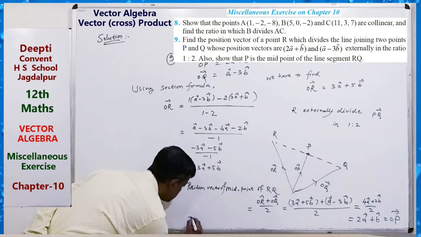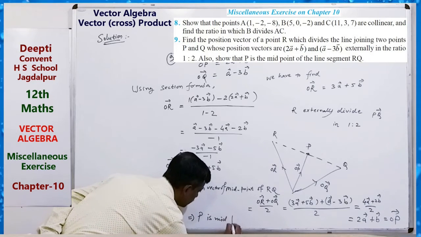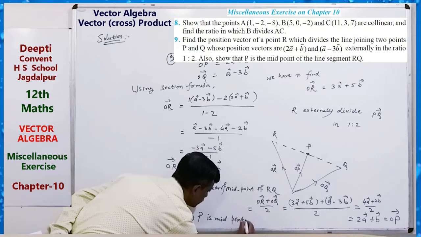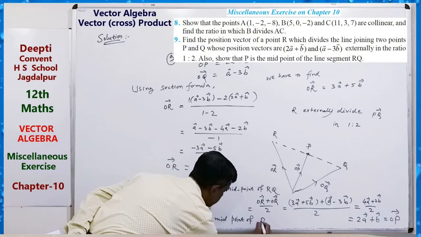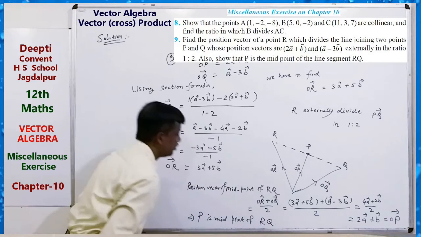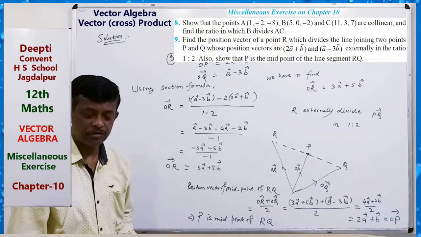Therefore, P is the midpoint of RQ. Okay. So very important question. Remember it. Okay, question 9.